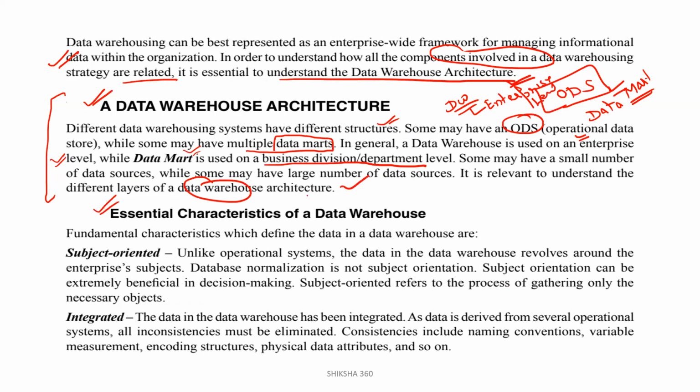So what are the essential characteristics of a data warehouse? The fundamental characteristics which define the data in a data warehouse are: first, subject oriented. Unlike the operational systems, the data in the data warehouse revolves around the enterprise subjects. Database normalization is not subject orientation. Subject orientation can be extremely beneficial in decision making.